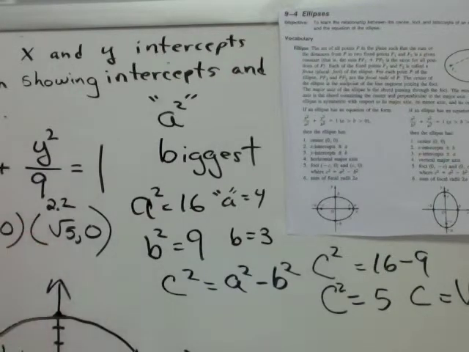and I need to label the foci. So root 7 is 2.6, so about there. We'll call this one F1, and minus 2.6, we'll call this one F2.